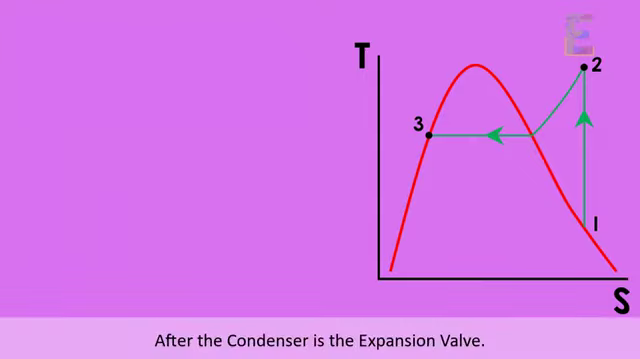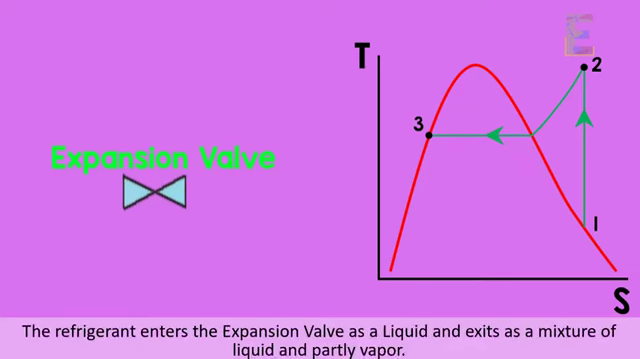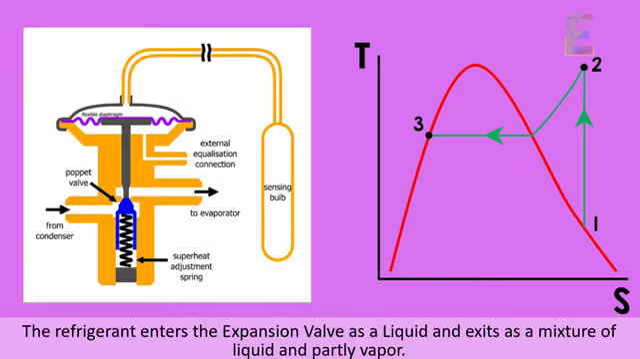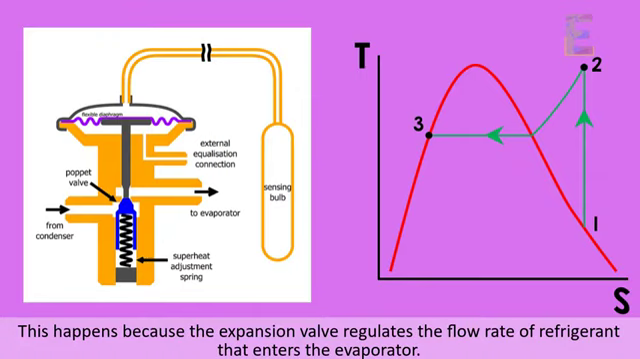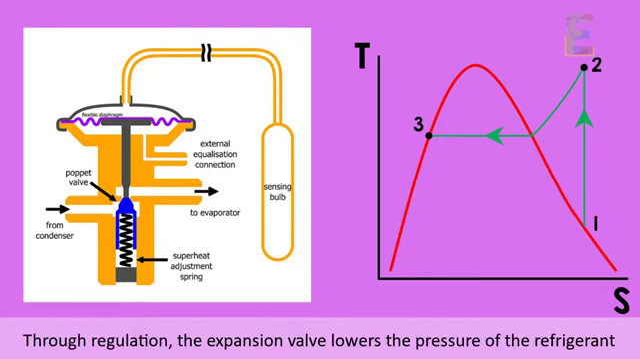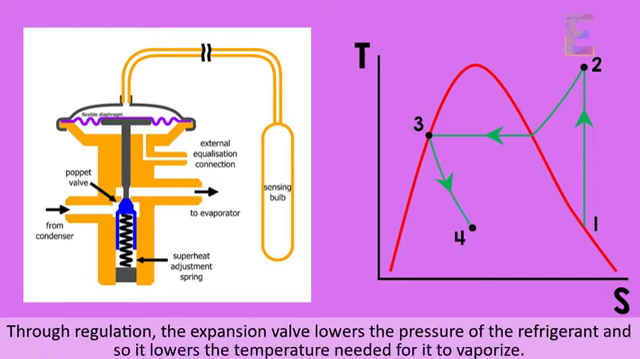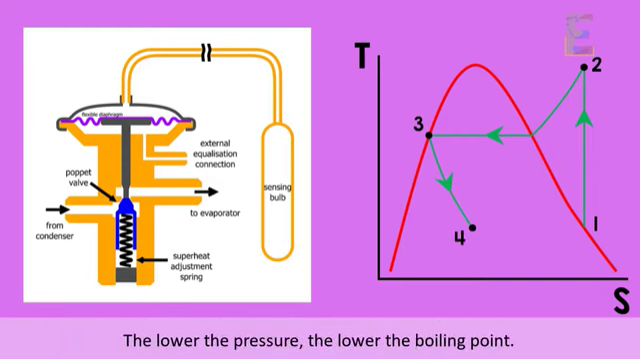After the condenser is the expansion valve. The refrigerant enters the expansion valve as a liquid and exits as a mixture of liquid and partly vapor. This happens because the expansion valve regulates the flow rate of refrigerant that enters the evaporator. Through regulation, the expansion valve lowers the pressure of the refrigerant and so it lowers the temperature needed for it to vaporize. The lower the pressure, the lower the boiling point.